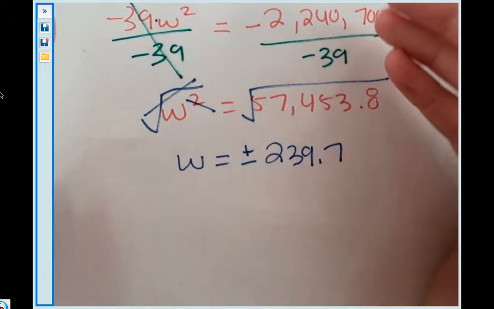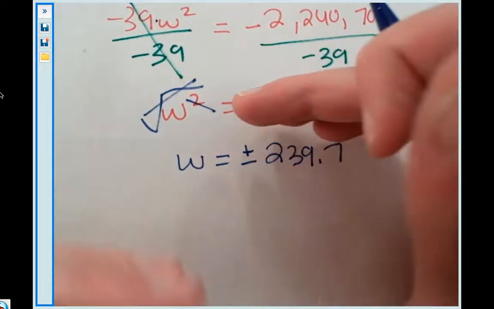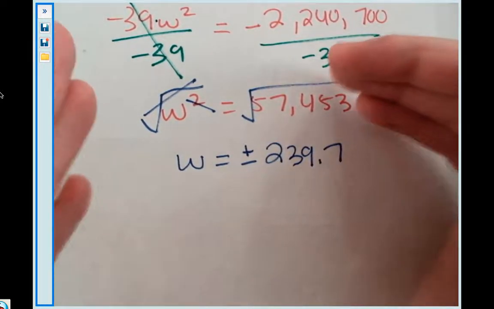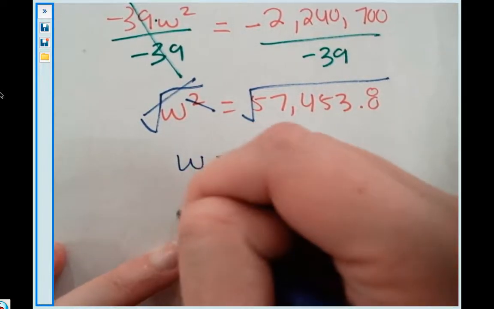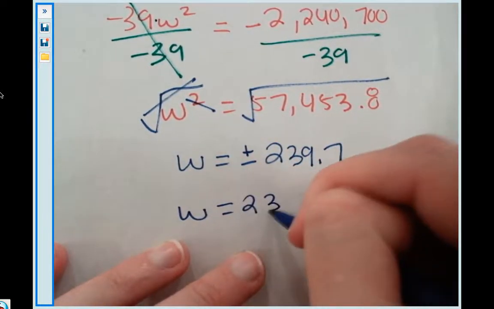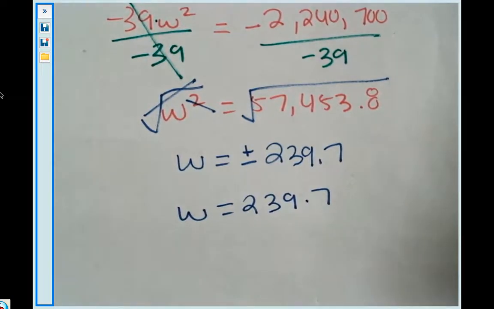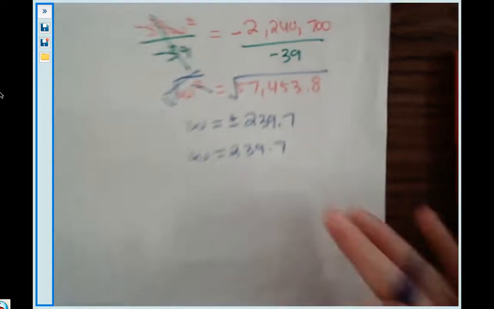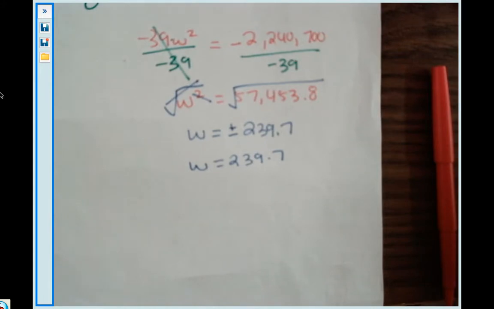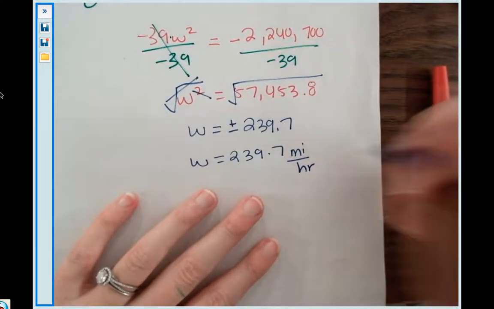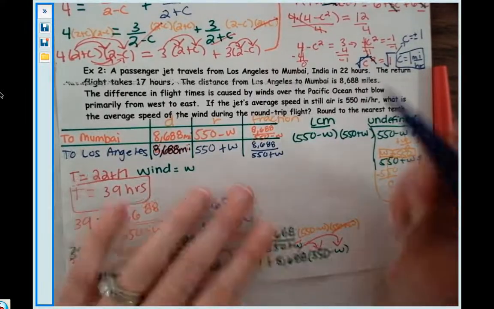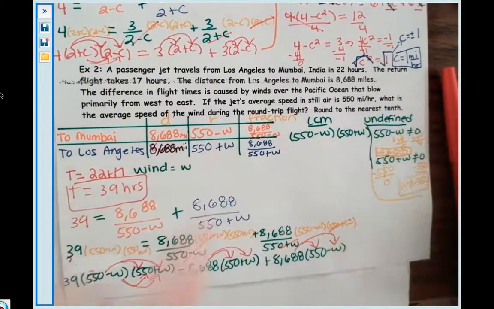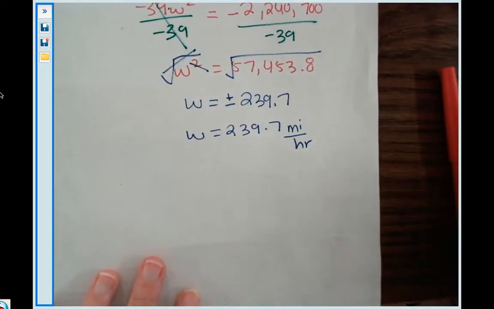But remember, you guys, it does not make sense to have, well, we have a plus or minus, but which one of these values does not make sense? You guys are so smart. It is the negative one. So my answer will be the positive one. So our wind speed is going really fast. Holy hot dog, that's super fast. Our wind speed is traveling at 239.7 miles per hour because our original rate, if we look back to the problem, is in miles per hour. So yay! That would be our answer.